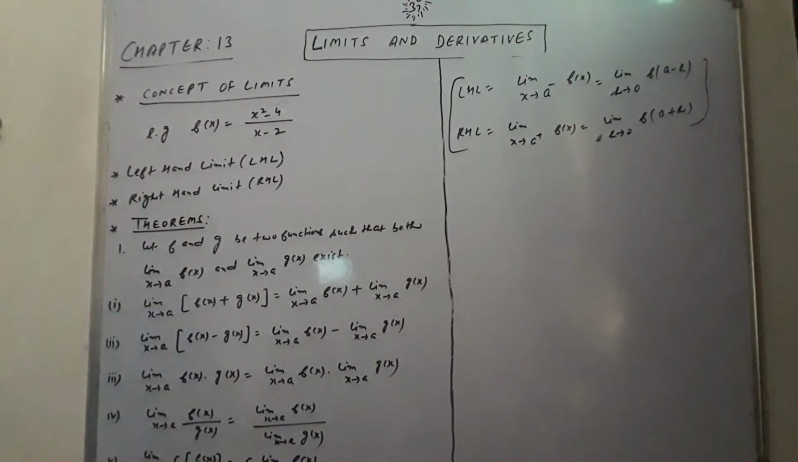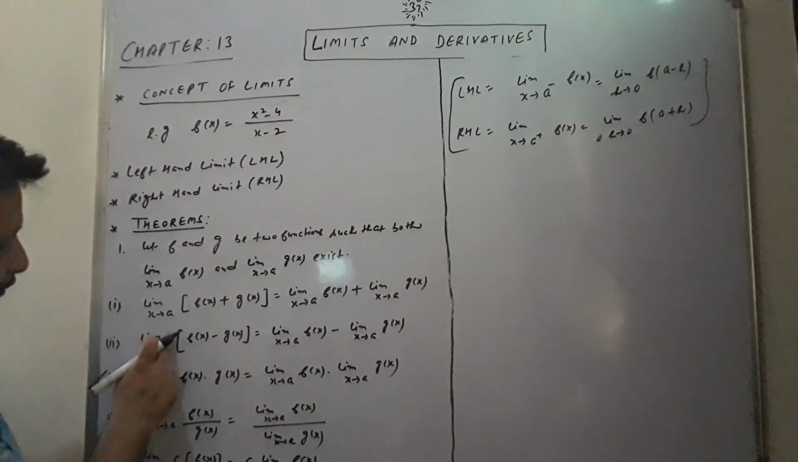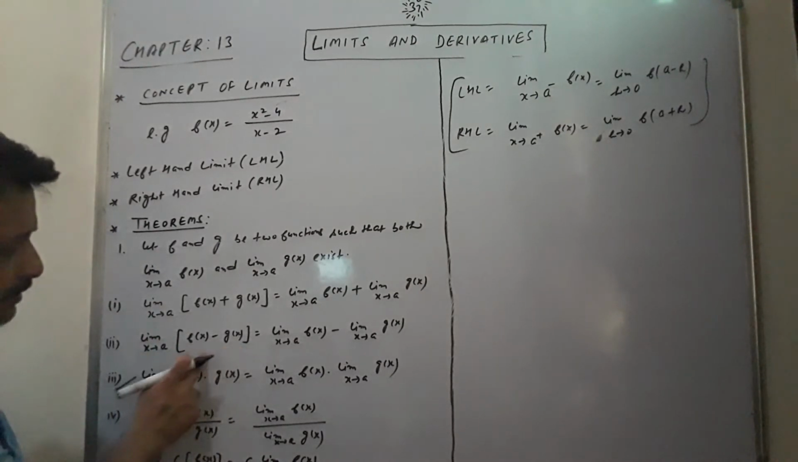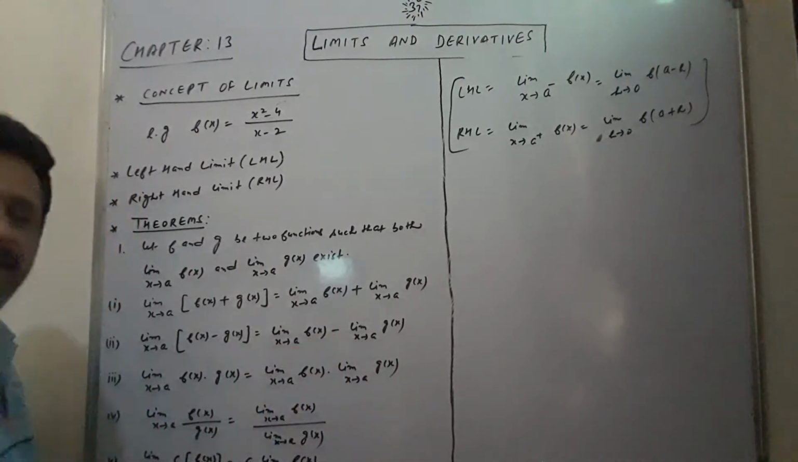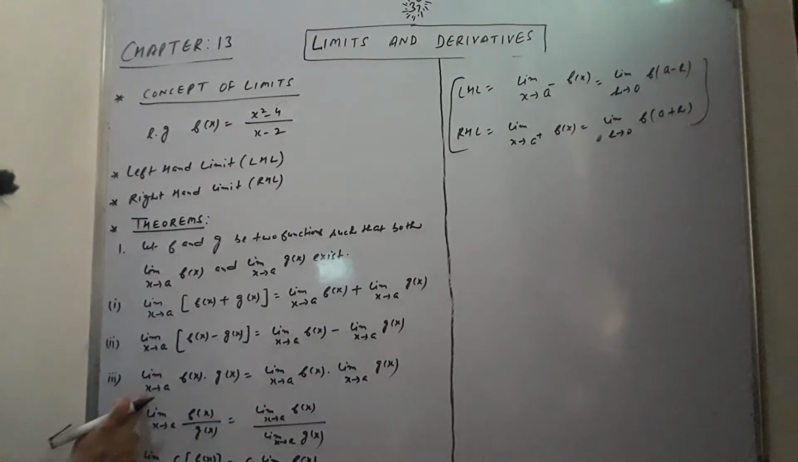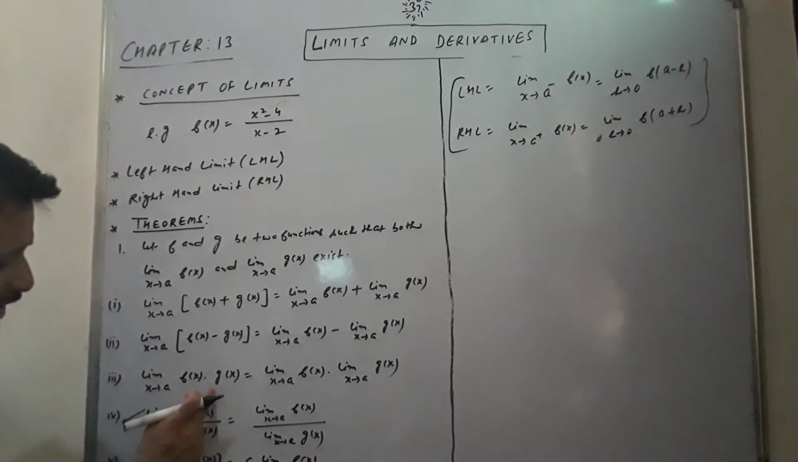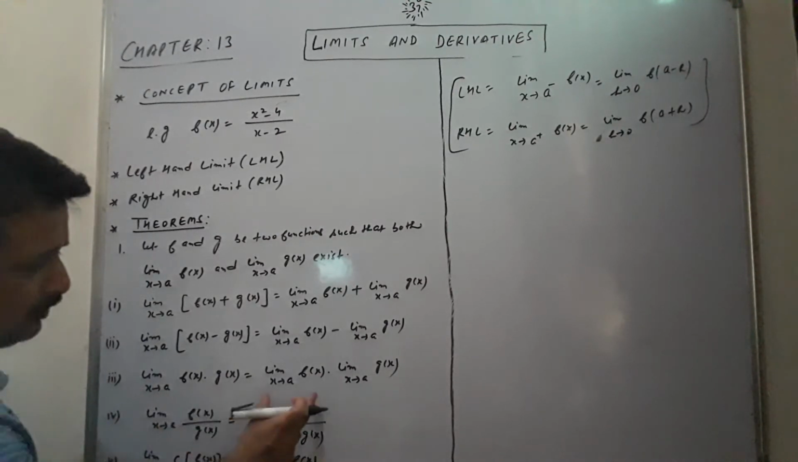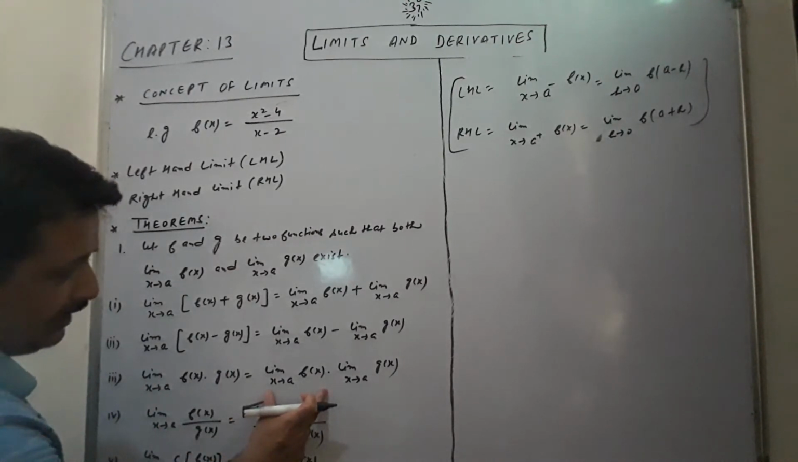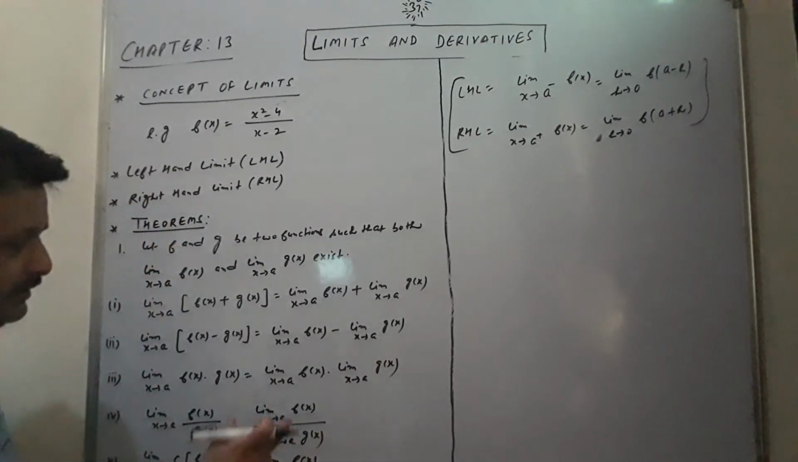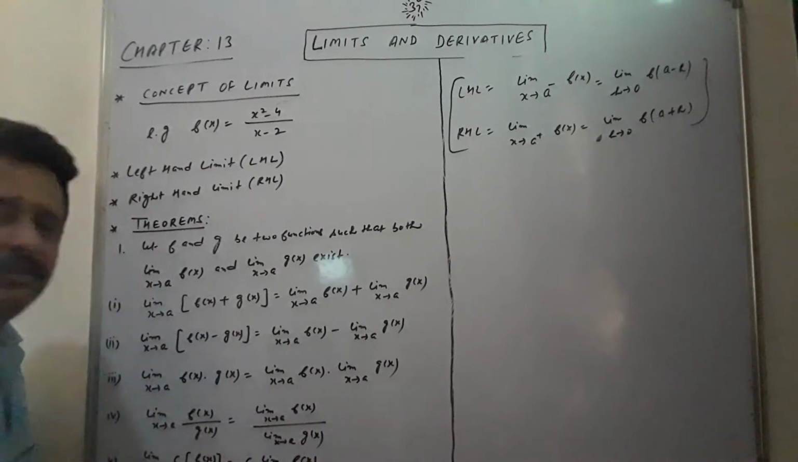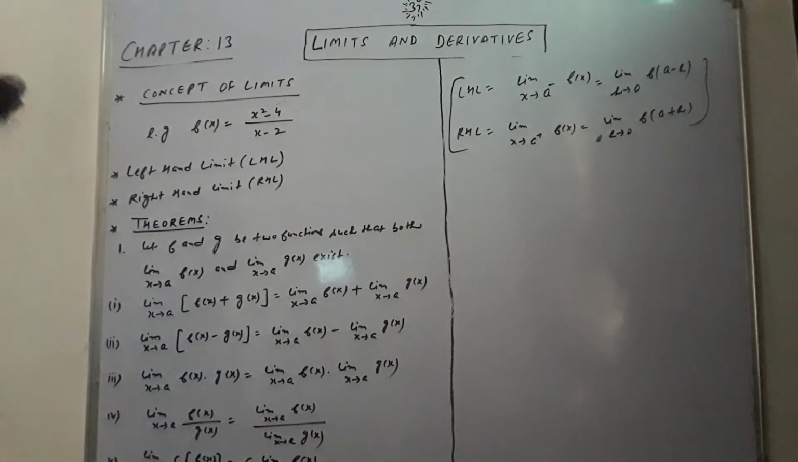Then students, after that, second one is limit x tends to a. Now there is a minus sign between them, right? So we will separate them and the minus sign will come here. Third is limit x tends to a f of x into g of x. Here students, what we will do? Limit x tends to a f of x into limit x tends to a g of x. Means we will separate the functions and apply separate limits.